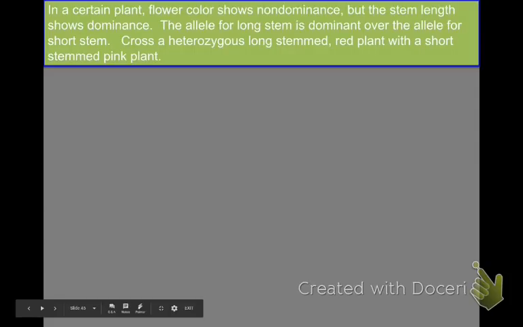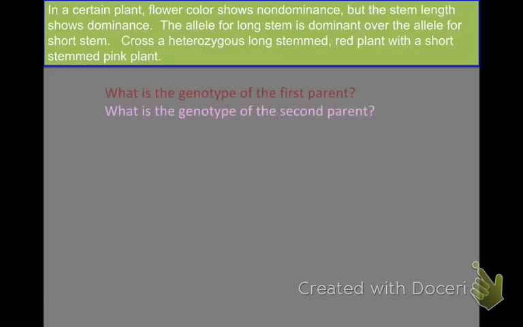So in a certain plant, flower color shows non-dominance or codominance, but the stem length shows dominance. The allele for long stem is dominant over the allele for short stem. Cross a heterozygous long stem red plant with a short stemmed pink plant. Now, this I'm not going to have you copy down. This is the dihybrid cross that I was talking about, when there are two traits.